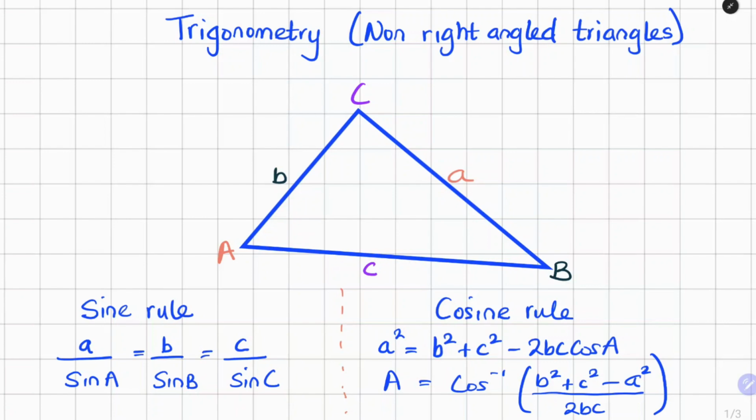Today we are going to be answering exam style questions on trigonometry, especially non-right angle triangles. Please note, we only apply Pythagoras theorem and SOHCAHTOA to right angle triangles. So long as the triangle isn't a right angle triangle, then you should use either your sine rule or your cosine rule to answer such questions.